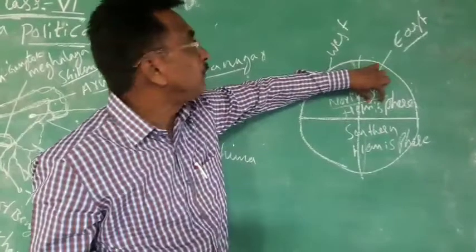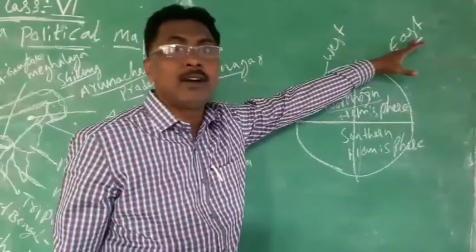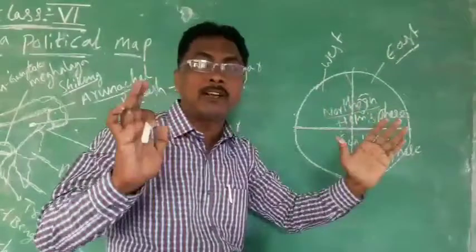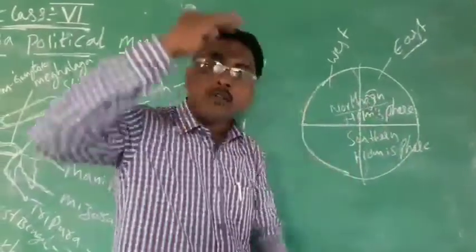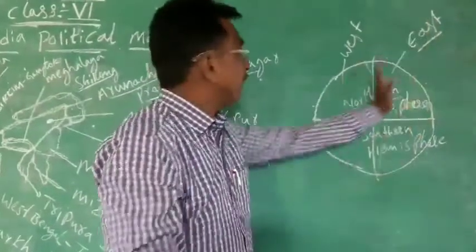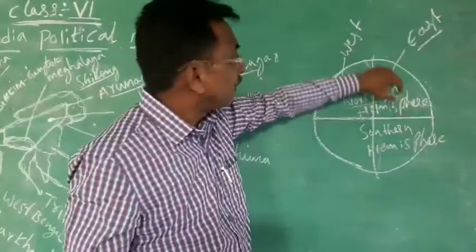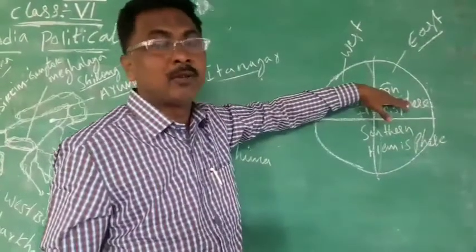On the globe, our India is located in the northern hemisphere, on the east side. Okay, you got it clear now? On the globe, north hemisphere, our India is located, and east side, eastern hemisphere. In the eastern hemisphere our India is located, and the northern hemisphere also, on the top it is there. That is about our India.